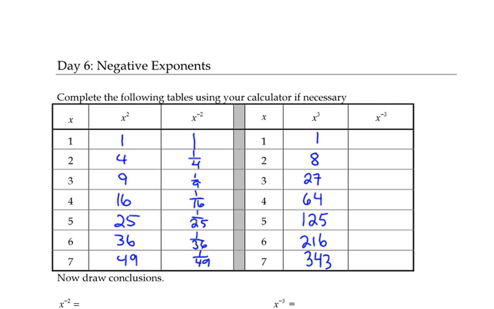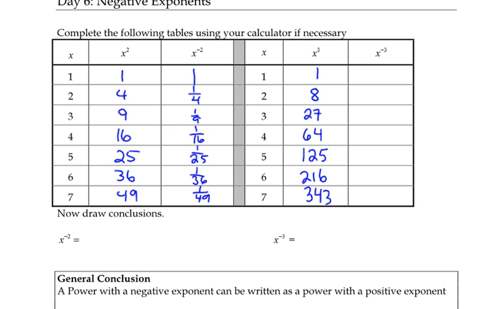Okay, so how would you relate x to the negative 2 and x squared? So x to the negative 2 is equal to what? 1 over x squared. So if we have a negative exponent, we move it to the denominator to make it positive. Or we basically take the reciprocal. If you think of x to the negative 2 as x to the negative 2 over 1, we're taking the reciprocal to make it a positive exponent.